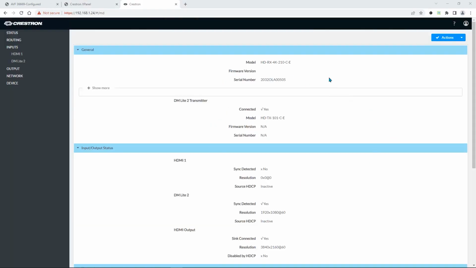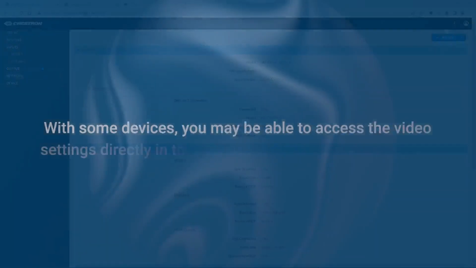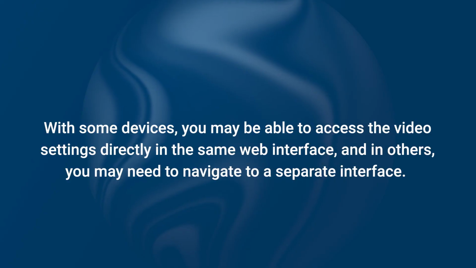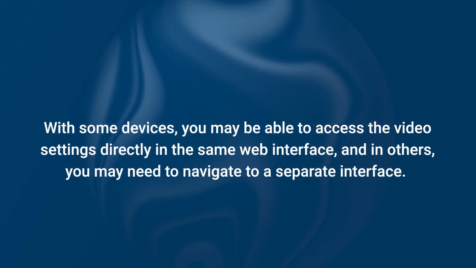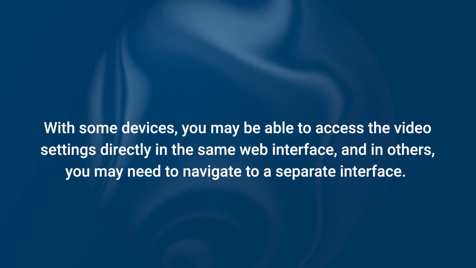Video and audio issues can be investigated by logging into the web UI of the device itself, if available, and by checking the cables. With some devices, you may be able to access the video settings directly in the same web interface, and in others, you may need to navigate to a separate interface.